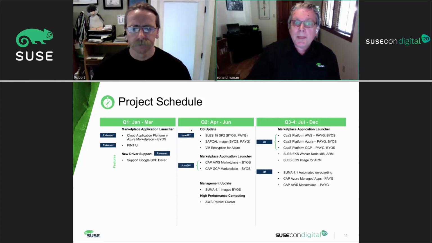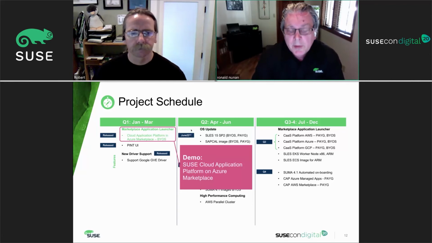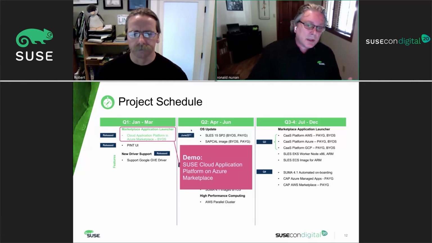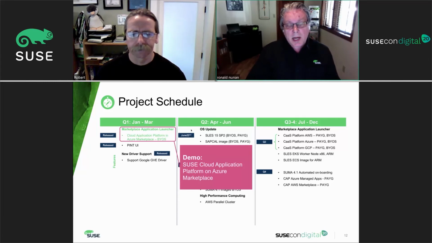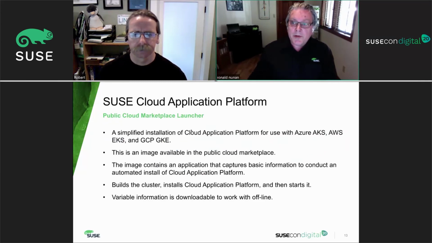Thanks for those updates. So let's take a quick look at SUSE Cloud Application Platform and what that actually is. This is a component, an image that's been released and is published now on the Azure Marketplace, that installs and launches Cloud Application Platform. You can do this yourself. It's a number of steps to set up and provision AKS and then install Cloud Application Platform to it. You can do that yourself anytime you want.